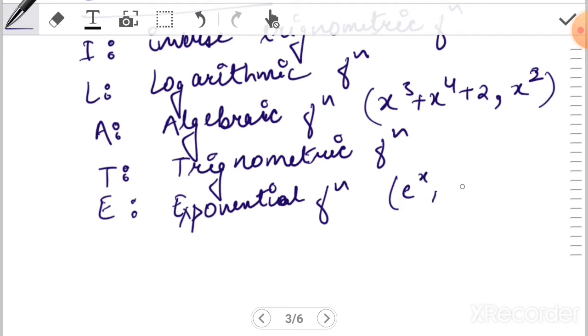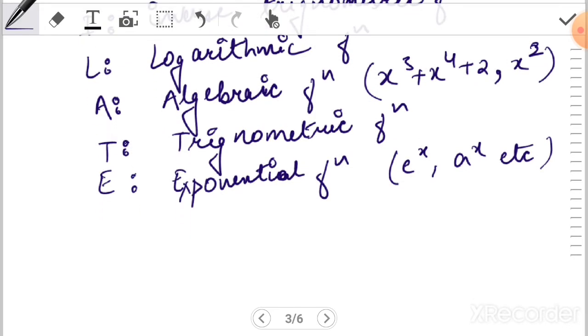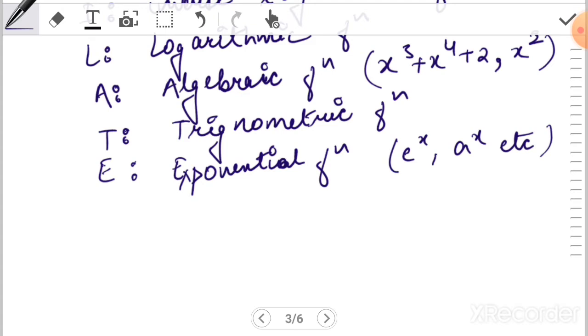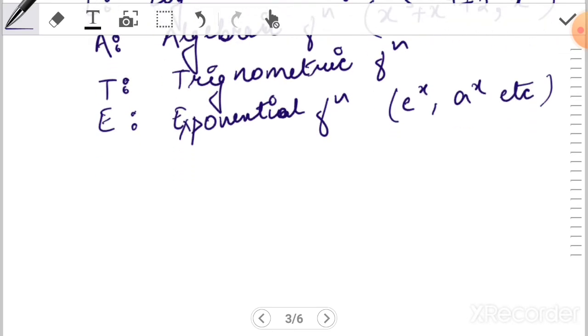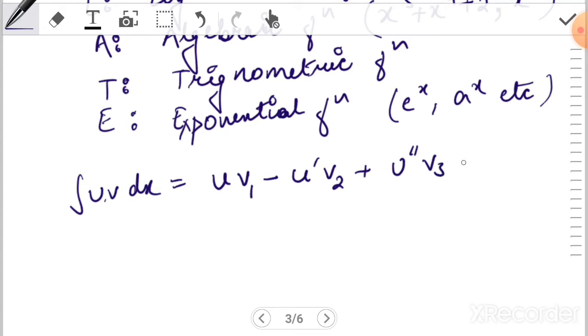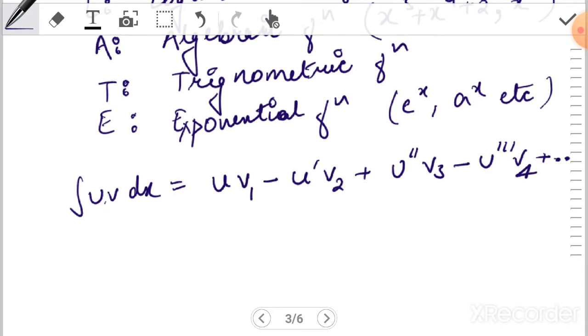Okay, so we have also one more general rule of integration by parts, which states that if u and v are two functions of x, then integral u v dx is equal to u v1 minus u dash v2 plus u double dash v3 minus u triple dash v4 plus and so on.